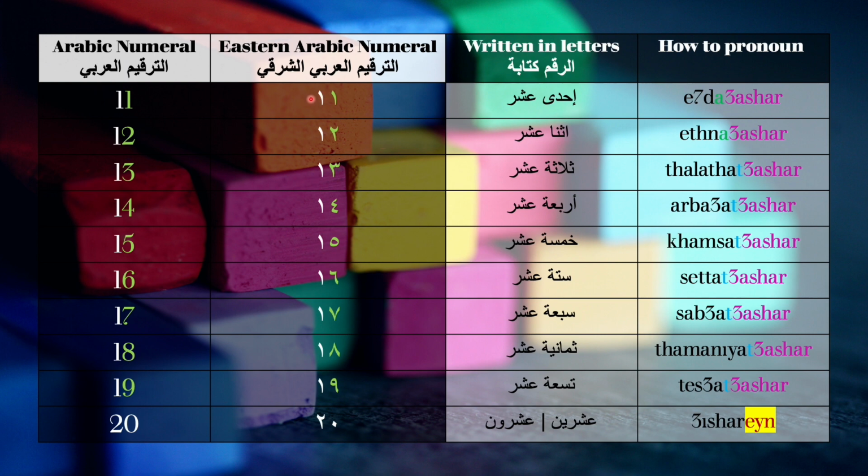Actually, for the numbers from 11 to 20 only, we don't add and between the numbers to read them out. So we don't say 1 and 10, 2 and 10. No, that happens only after 20. Before 20, we read it together without having and between the numbers. So 11, 12, 13, 14, 15, 16, 17, 18, 19, 20.